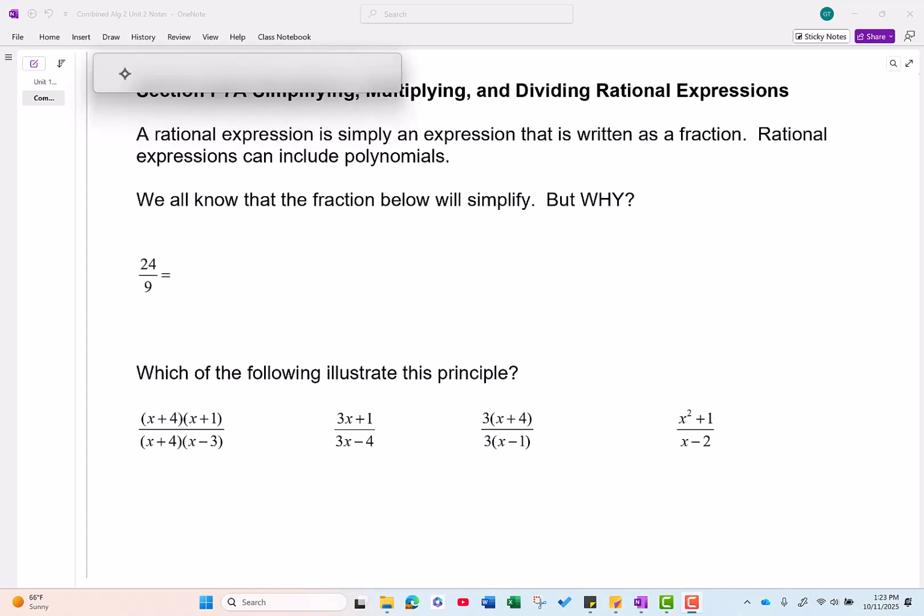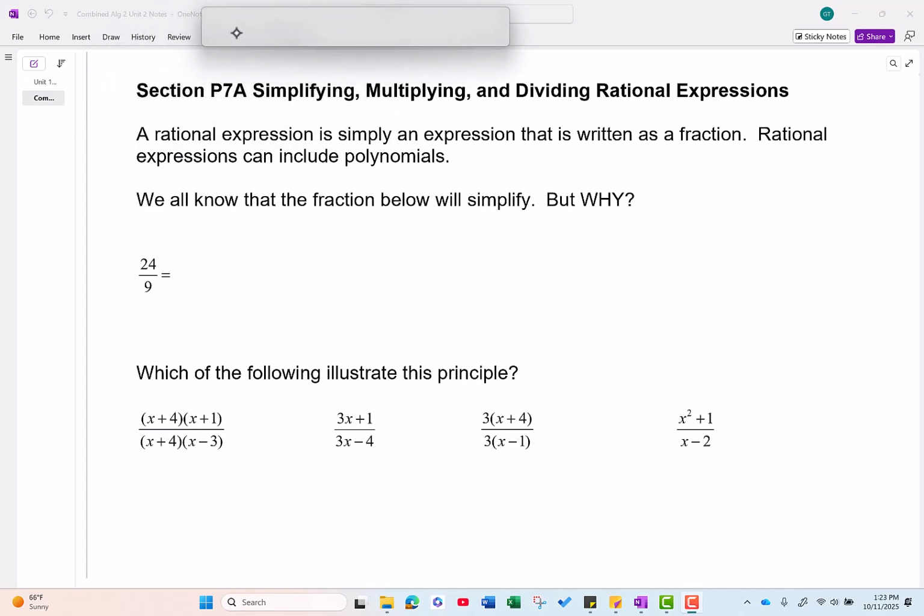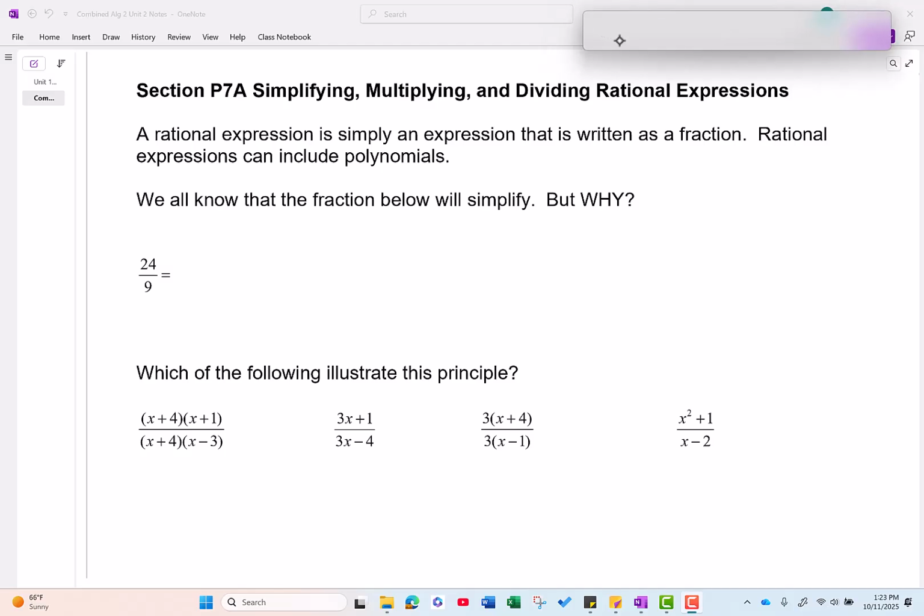All right, we are now taking our factoring that we've been practicing, and we are now putting it into expressions. And we're going to multiply, simplify, and divide these things. We're going to have to use our factoring skills to do this well. So it's good practice of what we've been doing and just applying it in a little different situation.